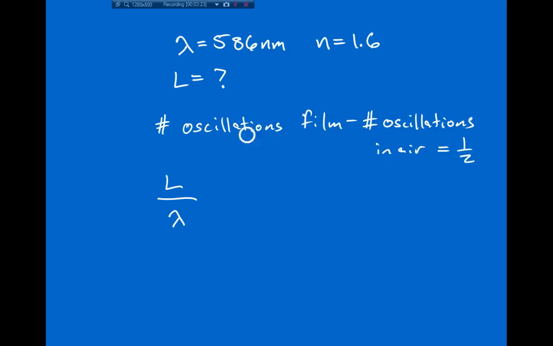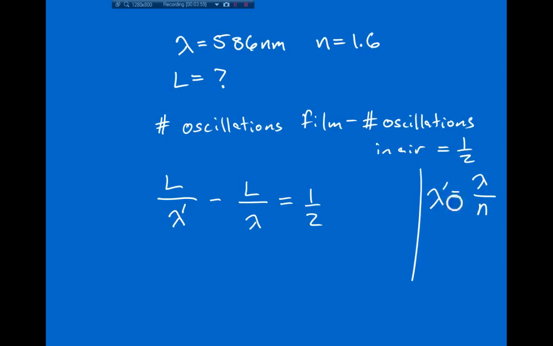So here the number of oscillations that the light undergoes when it travels through the film is equal to the distance that the light travels through the film divided by the wavelength of the light inside the film. And we're going to subtract that from the number of oscillations that the wave undergoes when it travels through air, and we're trying to find when that's equal to 1/2. Now remember that this wavelength is given by another formula. Let me write that over here. The wavelength of light inside a material is equal to the wavelength of light in air divided by the index of refraction inside that material.